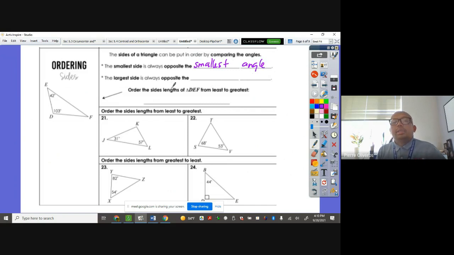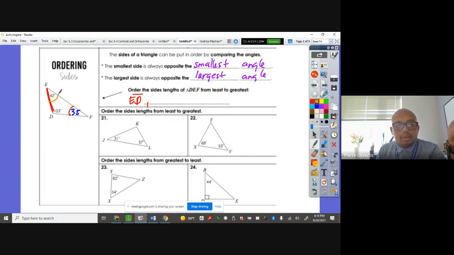The largest side is always opposite to the largest angle. So in this case, based on the triangle sum theorem, we know that the angles add up to 180. 42 plus 103, and what's angle F there? That will be 35. Since the smallest angle there is 35, the opposite side here is ED.